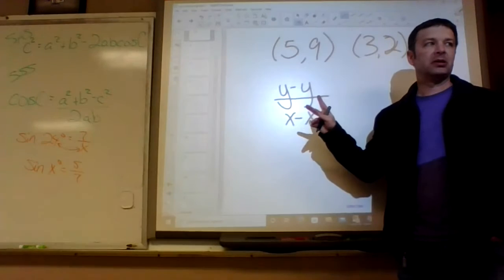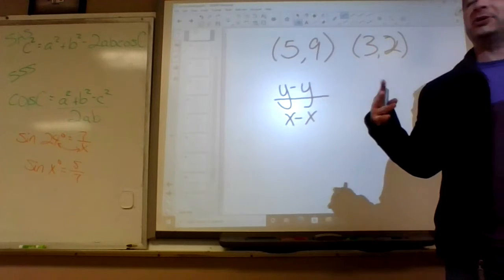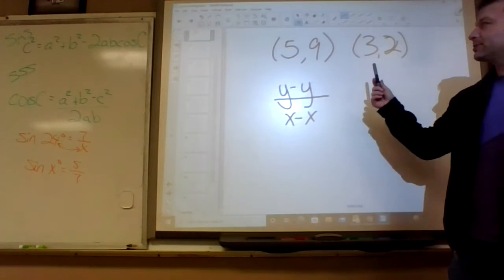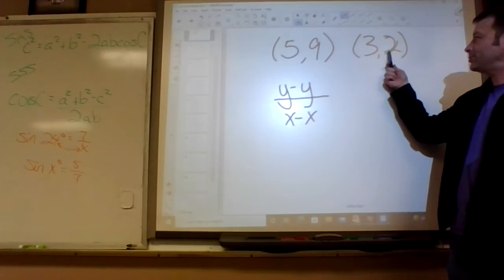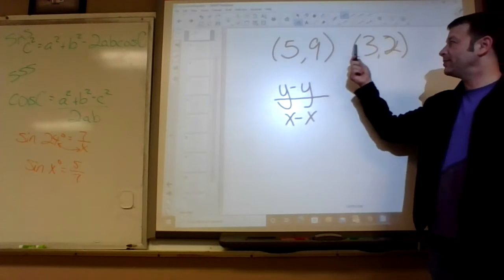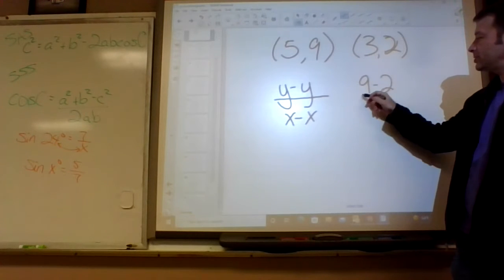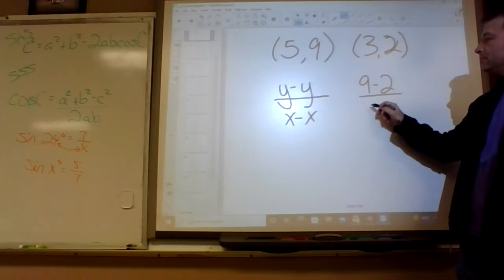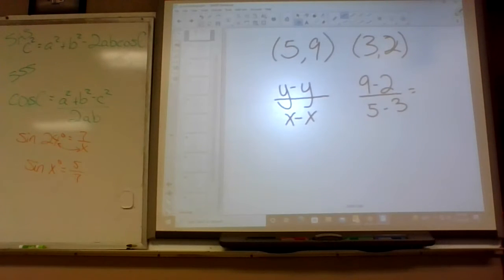So is it x2 minus x1? Does the order matter, x2 or x1 first? No, as long as you go the same direction on both of them. If you do 9 minus 2, for example, you should do 5 minus 3, or vice versa. But make sure you put the y's on top, and x's on bottom. Usually when people get it wrong, they put the x's on top.